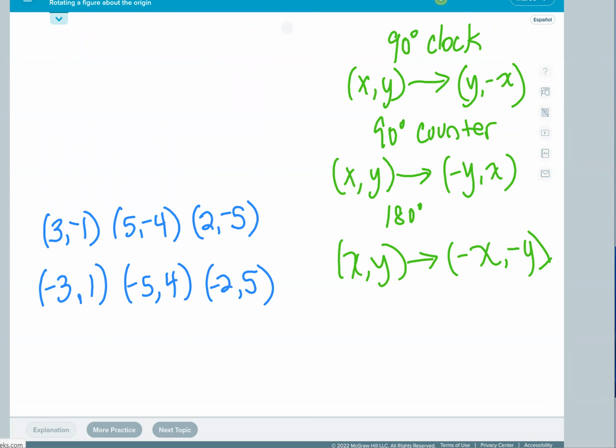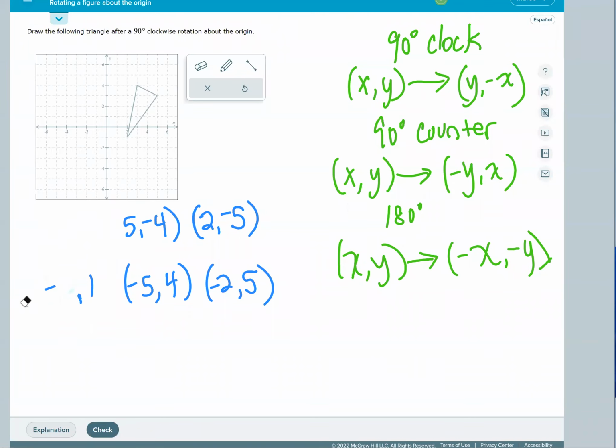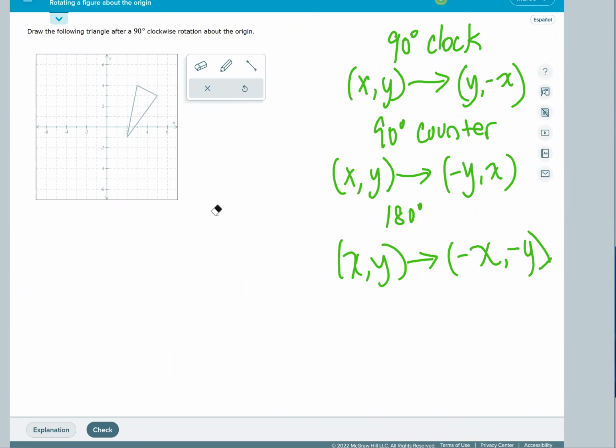Okay, let's try again. Now we're going clockwise. And it's another triangle, so we need three points. Okay, we have (2, -1). And then (3, 4). And the last one is (5, 3).